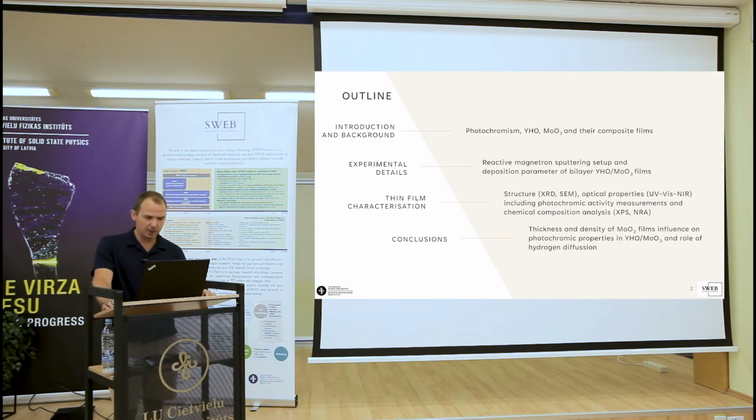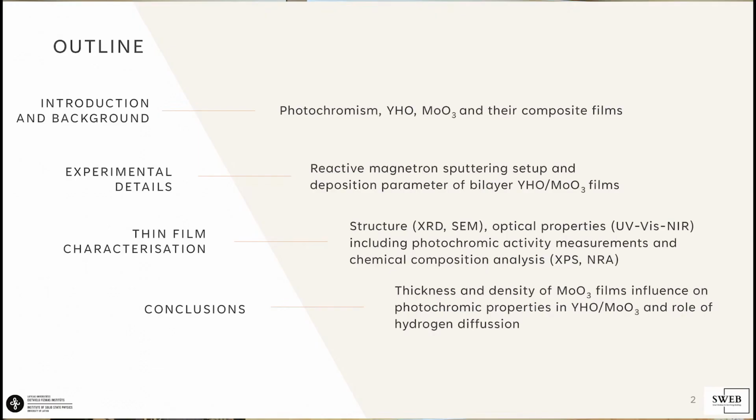This is the outline of my talk. In the beginning, I will introduce the basics of photochromism. I will introduce yttrium oxide and molybdenum trioxide, and then I will explain the idea behind bilayer structures, why we decided to study them. Next will be experimental details.